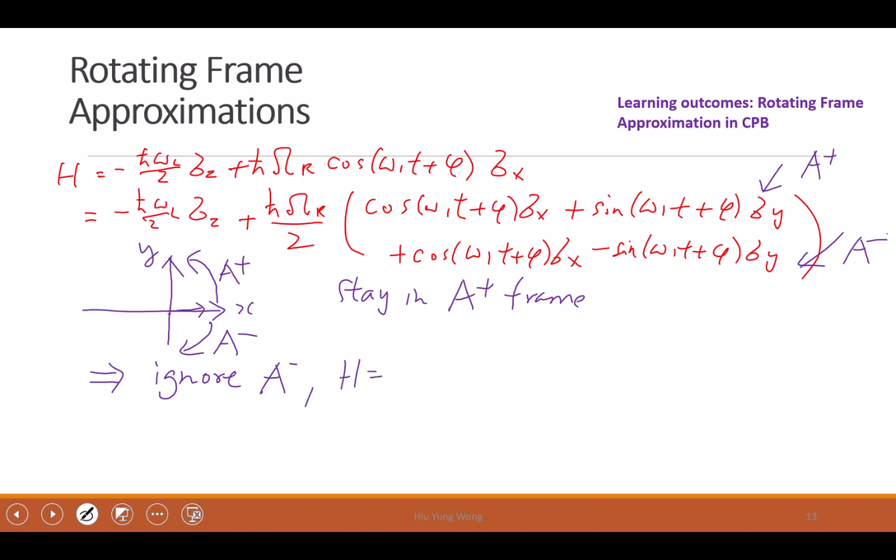Then H is going to be equal to h bar omega L divided by 2 sigma z plus h bar omega R divided by 2 cosine... should I put cosine omega 1t or just cosine phi?